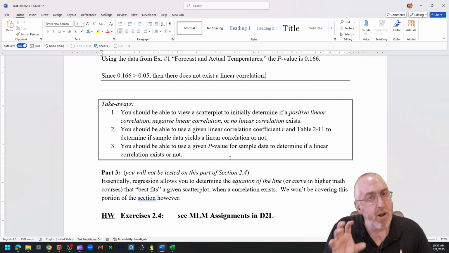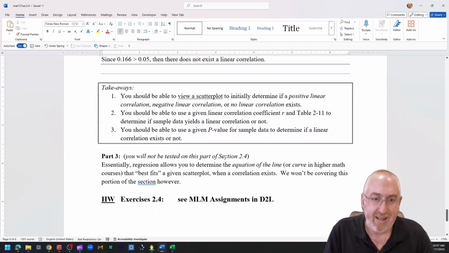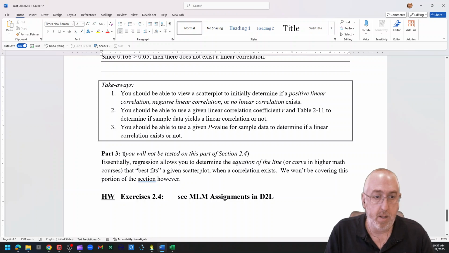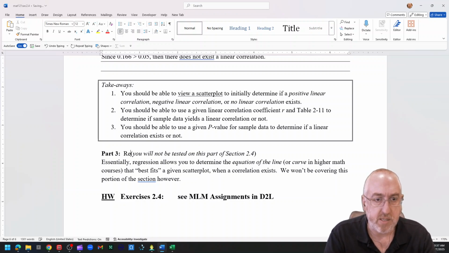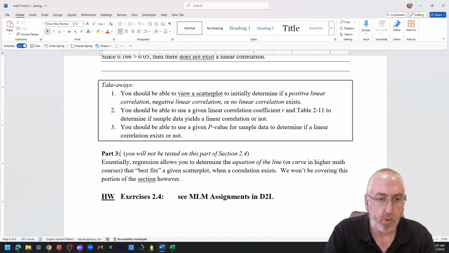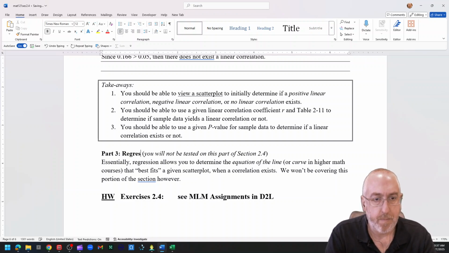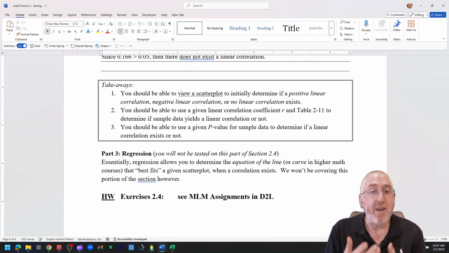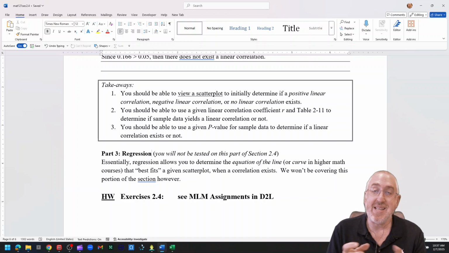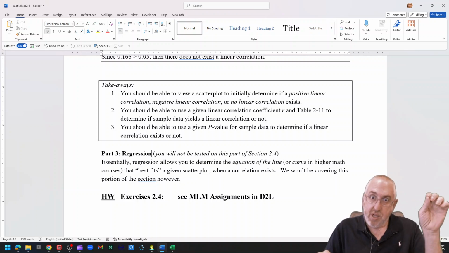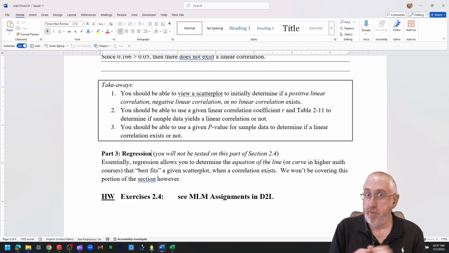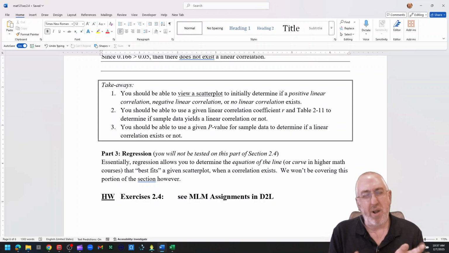Now, the final part of the section, which we're not going to cover, is regression. Unfortunately, we're not going to be doing regression, but regression is essentially looking at, we think there's a line there, but what's the equation of the line? So that's what regression is, finding that equation of the line. We're not going to do that, even though it's kind of cool, but you can do that in other statistics courses after you take this one.